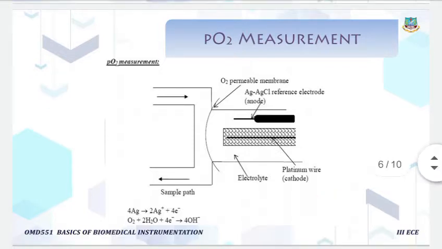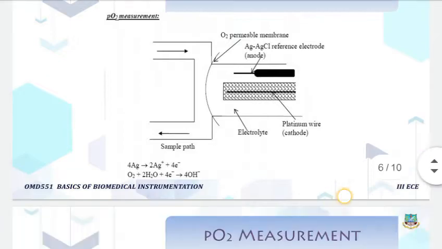This is about PO2 measurement. Here we are using a reference electrode and a platinum electrode, both inserted in an electrolyte solution, which is covered by an oxygen permeable membrane. Then we apply a potential of 0.7 volt between these electrodes. The current generated by the system is a measure of PO2 in that sample, and it is proportional to the quantity of gas present in the blood. This is about partial pressure of oxygen measurement.